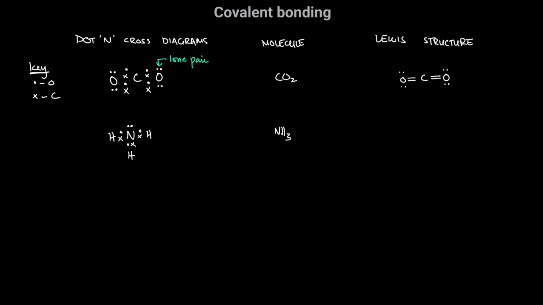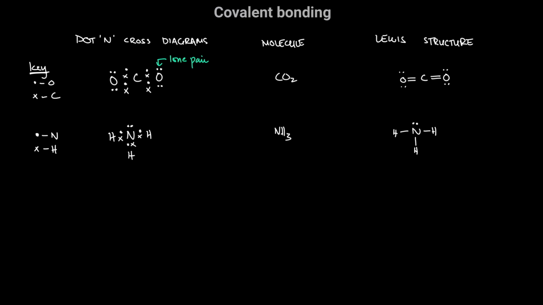Here again the key is that I'm using a dot to represent electrons from nitrogen, and a cross to represent the electrons from hydrogen. In the Lewis structure, we have 3 single bonds between nitrogen and hydrogen atoms, right? And we have a lone pair of electrons. So this is the Lewis structure for ammonia.